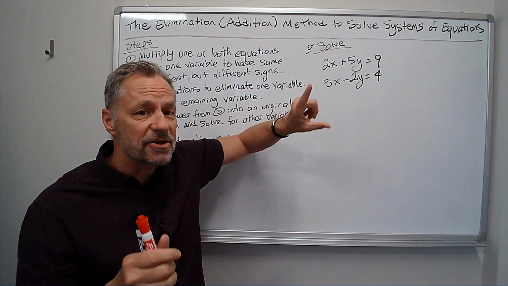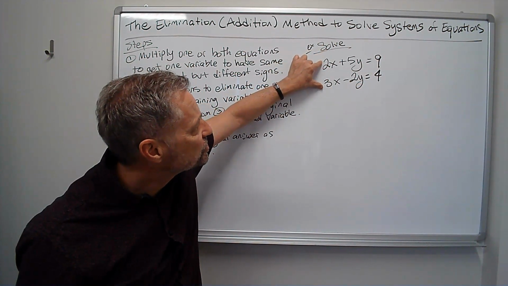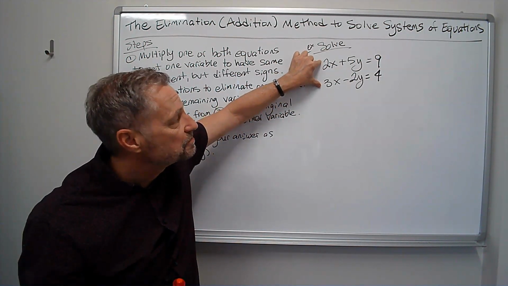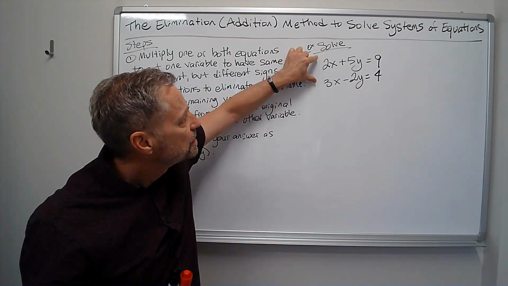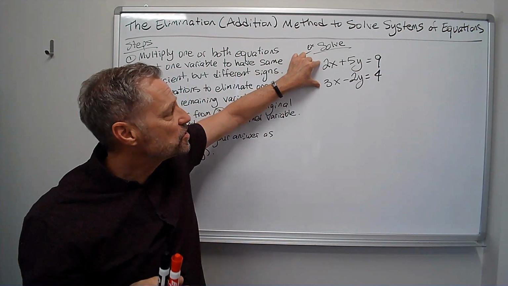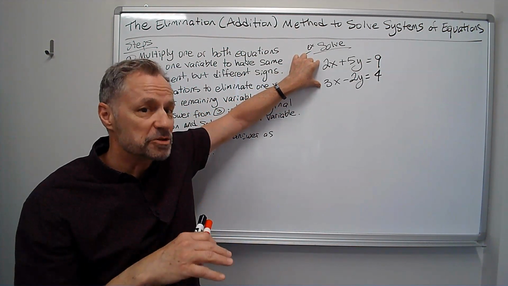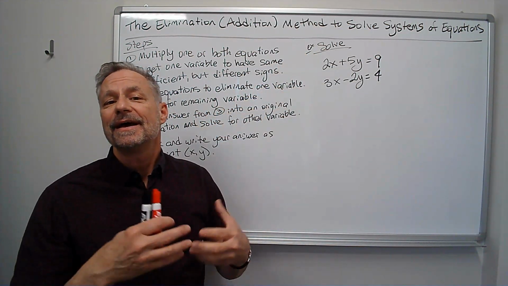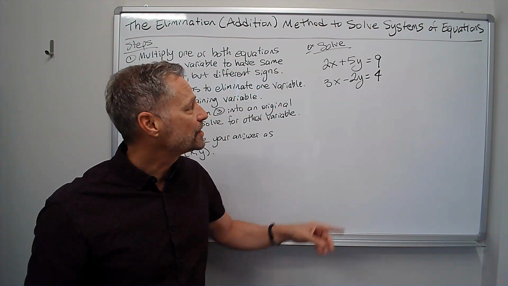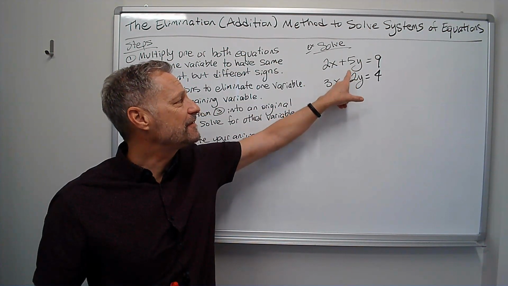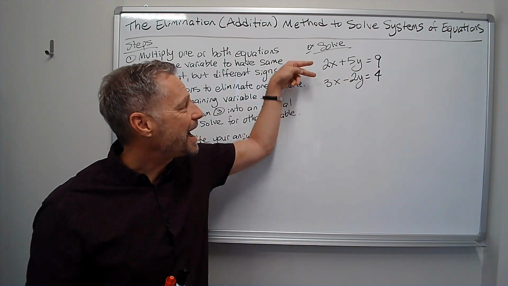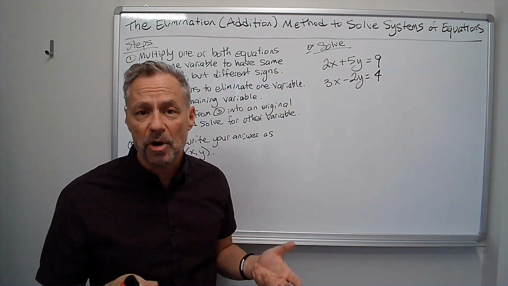So I look at either getting rid of the x's. Well, there's a 2x and a 3x. Think about the idea of least common denominator. I can get those both to 6. So if I get one to 6 and one to negative 6, they can add and cancel out. With the y's, I'd have to get them up to 10. It's your choice. You can either get rid of x's or y's. I'm going to get rid of the x's just because it's a smaller number.